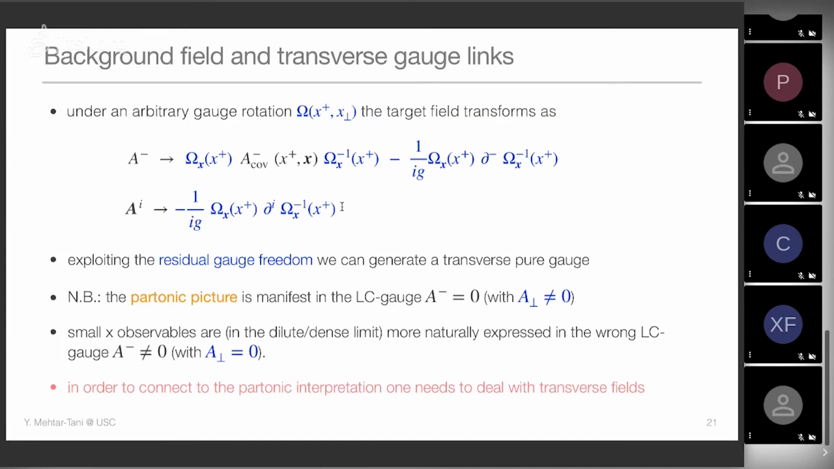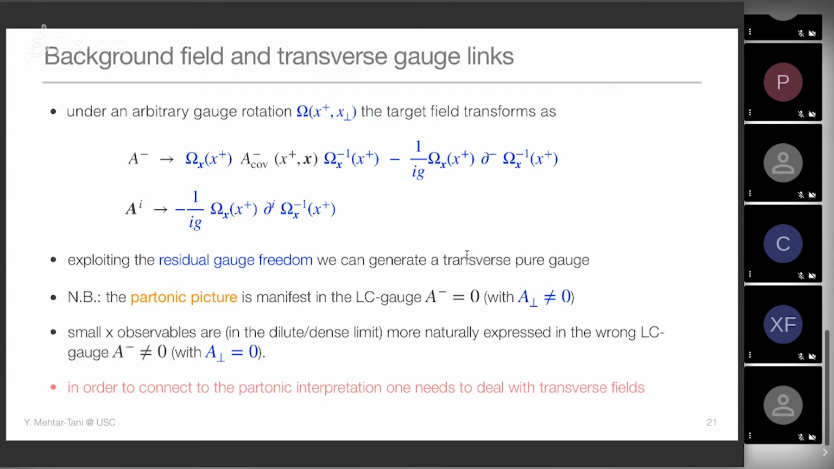Why do such a transverse rotation? It's because the partonic picture is manifest in the gauge where A minus is 0. But in small x, if you put A minus to 0, then there's no other field and everything is trivially 0, which is nonsense. So putting A minus to 0 means you have to generate a transverse field, and that's the correct light cone gauge, which makes the partonic picture appear. That's why it's useful to reformulate small x in terms of a transverse gauge field, so that we have the connection with the partonic picture naturally.